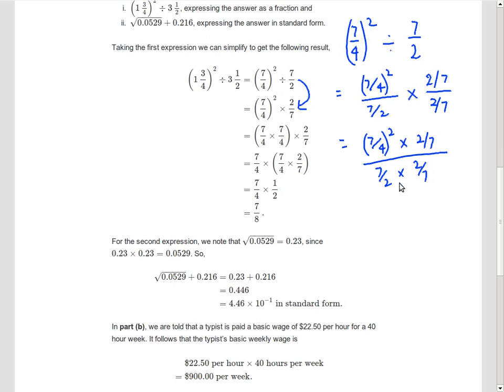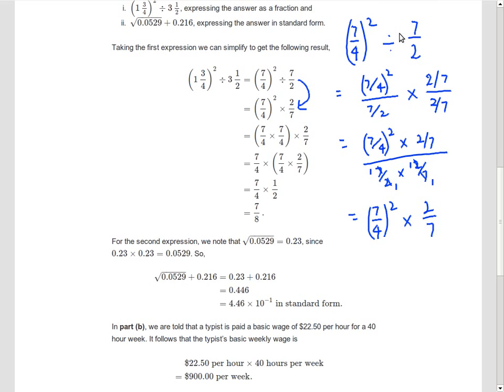Now, if we look at the denominators, this could reduce, right? Because 2 into 2, 1, 2 into 2, 1, 7 into 7, 1, 7 into 7, 1. And we get 1 in the denominator. So we have this expression over 1, which is the same as just the expression, right? Because anything divided by 1 is itself. 2 divided by 1 is 2, 3 divided by 1 is 3, a half divided by 1 is a half. So this divided by 1 is just this expression on top here. So that's 7/4 all squared times 2/7.